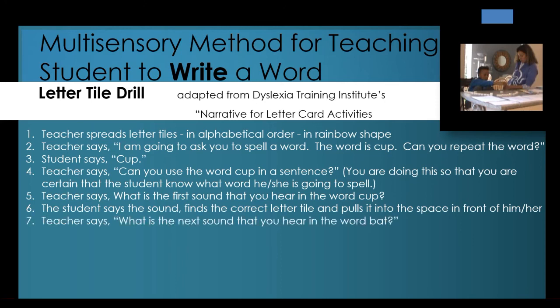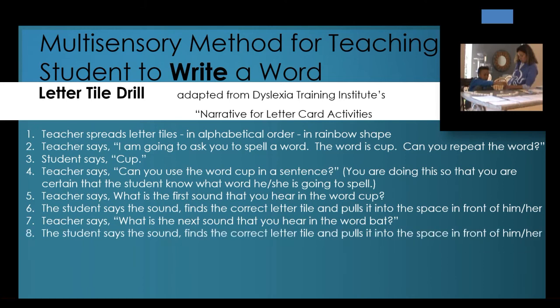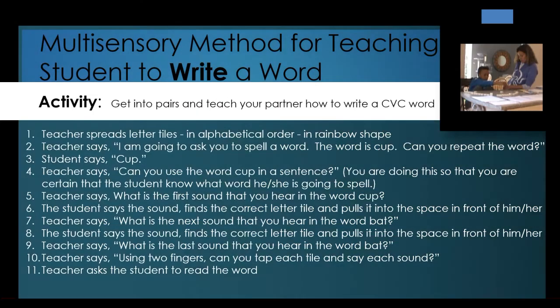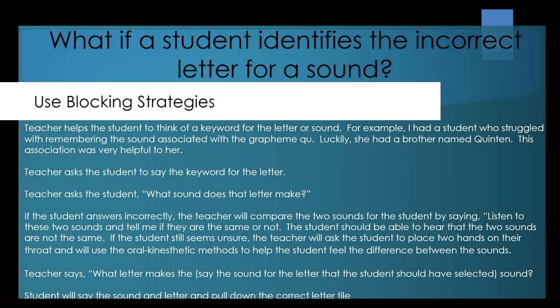The teacher says, what is the next sound? And sorry, that should be that you hear in the word cup. You wrote the wrong word there, I wrote pat. And they would hopefully say the vowel sound and pull the correct symbol for it. And then you'll say, what is the last sound that you hear in the word cup? And hopefully they will pull the P. Then you'll say, using 2 fingers, can you tap each tile and say each sound? The teacher will ask the student to read the word. And then you could also ask the student to use it in a sentence.